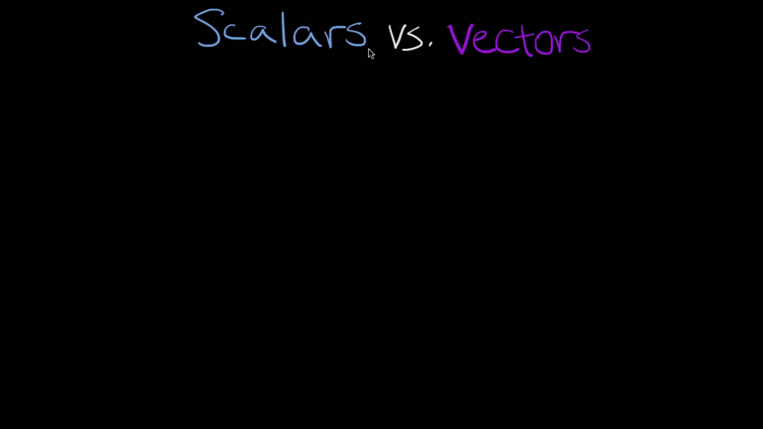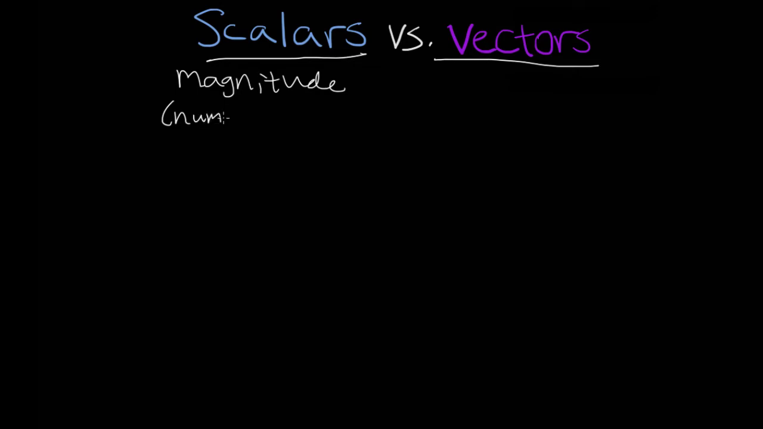What's the difference between a scalar and a vector quantity? So a scalar is something that has magnitude. Magnitude is going to be the number, or you can think of the value that is associated with it. Now vectors, on the other hand, are something that have both magnitude as well as direction.